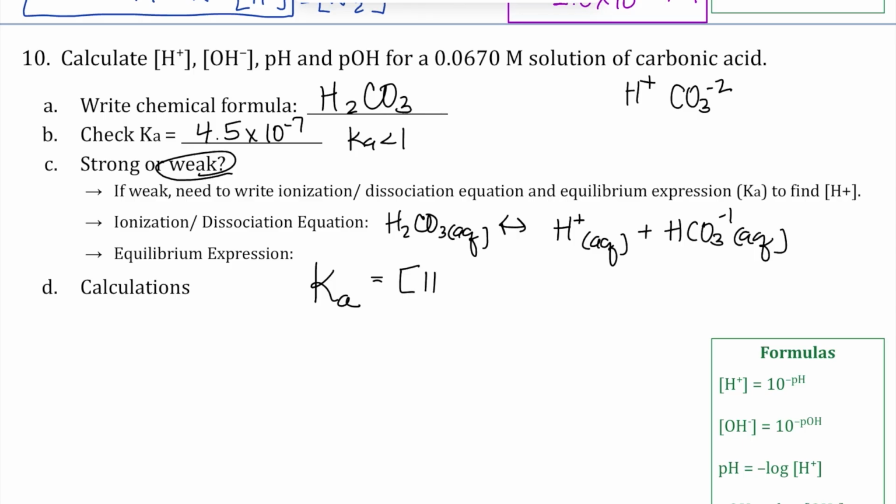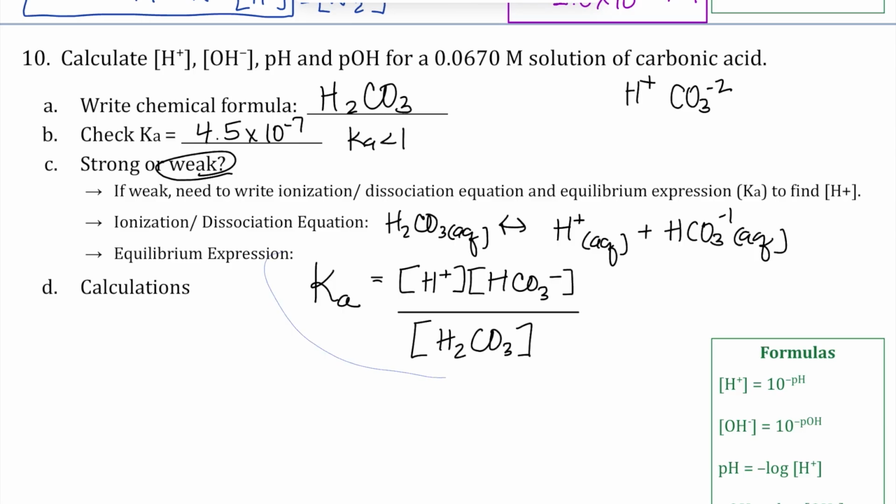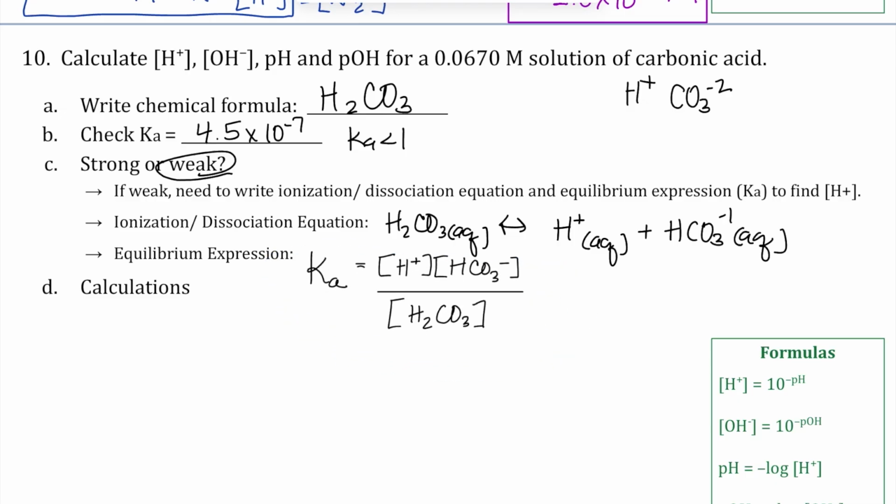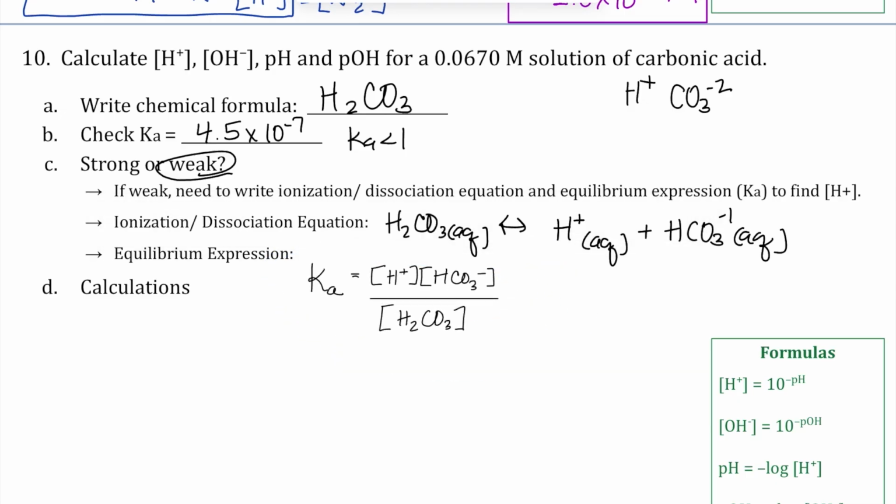Concentration of products, H plus concentration times HCO3 minus, over concentration of reactants. That's the concentration of our H2CO3. And now we need to find one piece of information that is going to help us to find the rest. So we're always going to be finding that H plus first. That's our goal. Well, how do we find that?